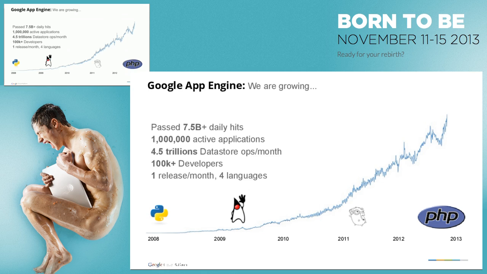So we try to do 1 release a month, and now maybe once every 3 weeks, with 4 different languages. At Google I/O this year, in May, we announced PHP. Up to 4 or 5 weeks ago, it was still a private early access language, but now it's open to everybody. So if you want to run your WordPress or Drupal PHP application in AppEngine, you can. And we will scale it to whatever you need for your customers.